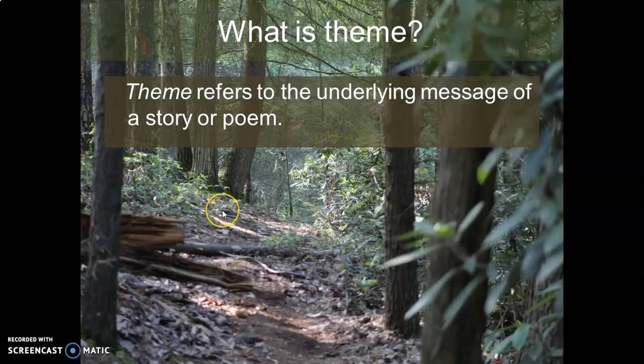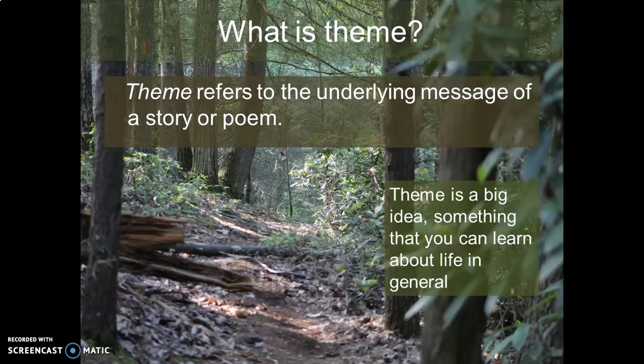What is theme? Theme refers to the underlying message of a story or a poem. You know that we've worked before with Love That Dog, which was poetry, but we also talk about theme in reference to the books we're reading or things that we might even see on TV. Theme is a big idea. It's something that you can learn about life in general. So it's what the author is trying to teach us about life in general.